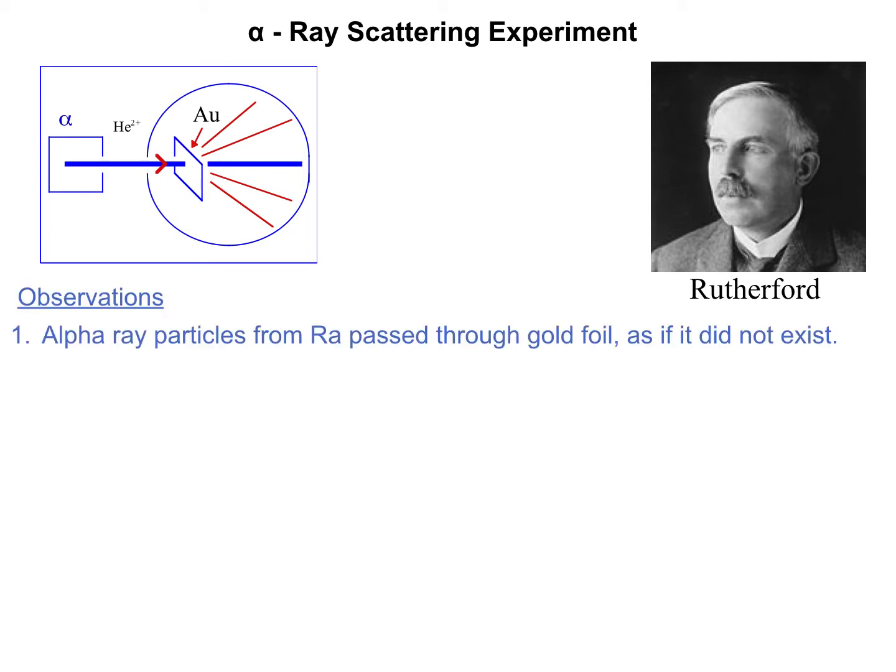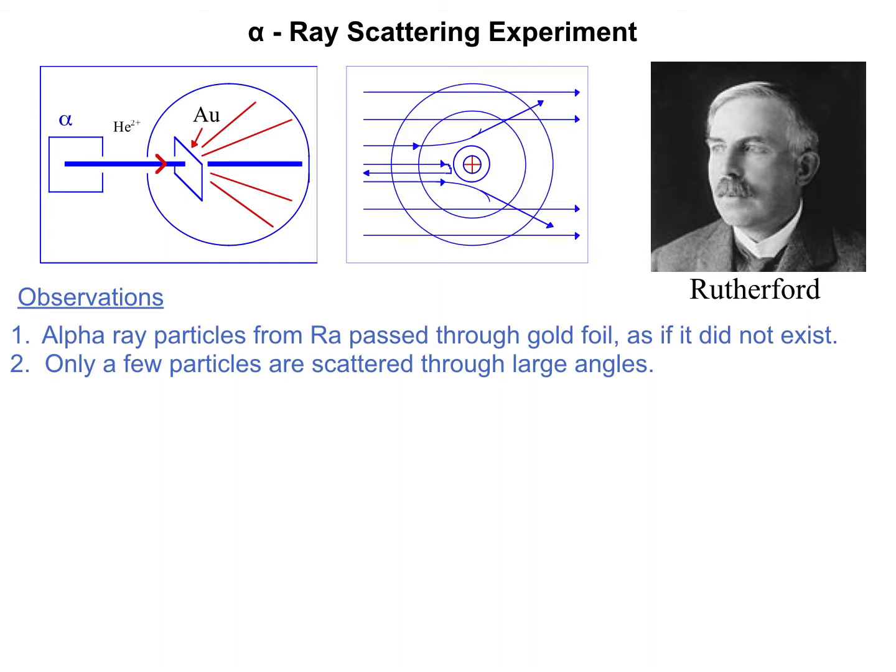So the following are the observations. Alpha ray particles from radium pass through the gold foil as if it didn't exist at all, as if it has big holes in it. If the holes were so large, they should be visible. But yet you can't see any holes in the foil, and the particles pass through it. So that was a big question. What is the reason? A few particles are occasionally scattered through very large angles.